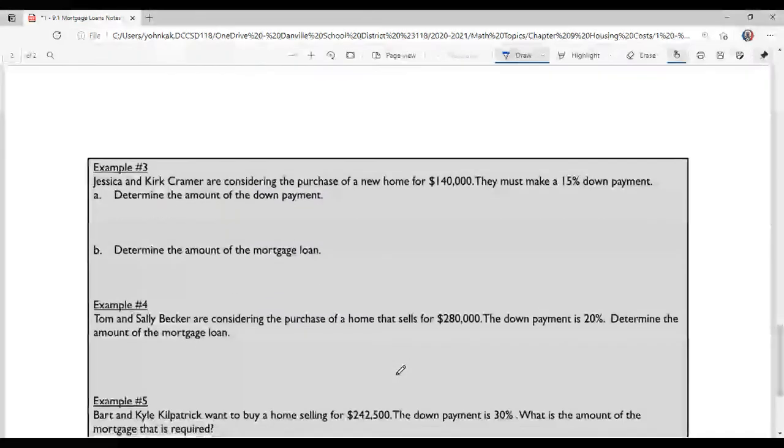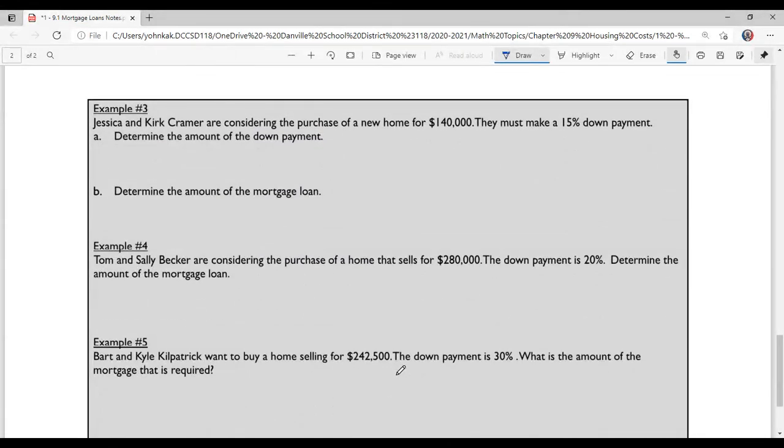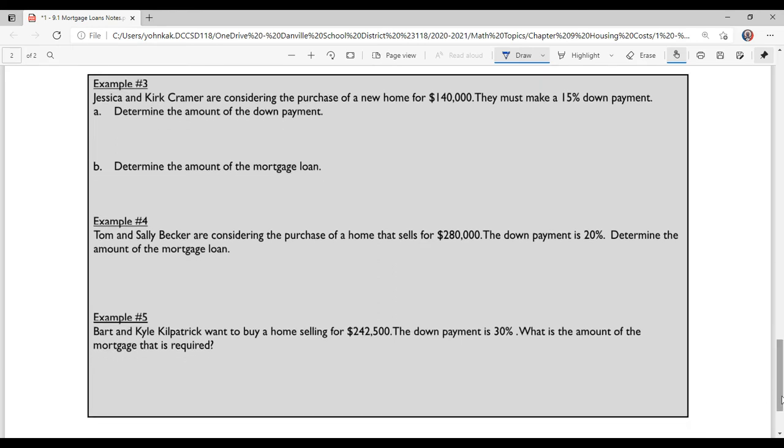Okay, so let's talk about mortgages. Jessica and Kurt Kramer are considering the purchase of a new home for $140,000. They must make a 15% down payment. Determine the amount of the down payment. Well, the down payment is found by taking the price of the house, $140,000, and multiplying it by the down payment percentage, which is 15%. That means that the down payment is $21,000.